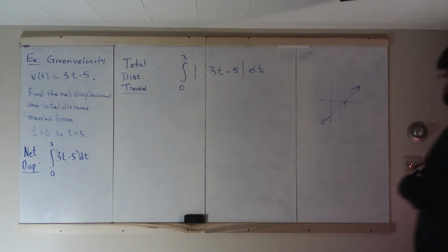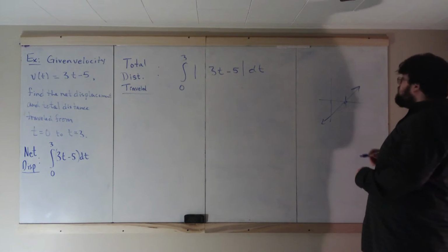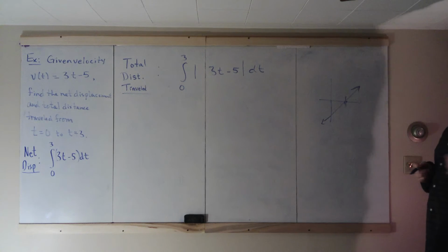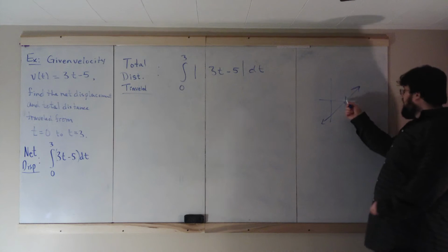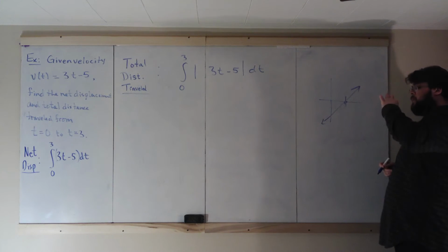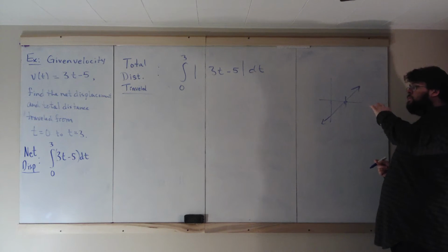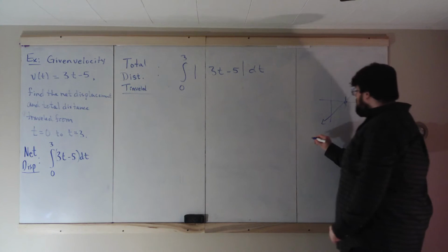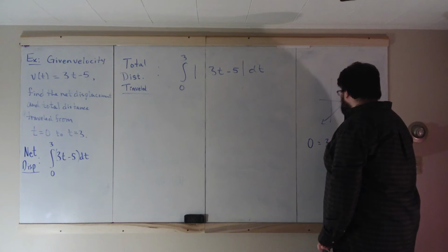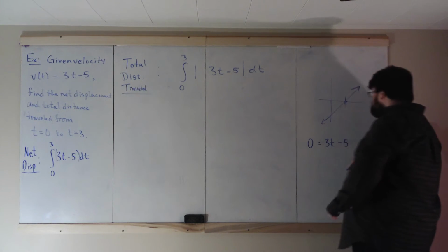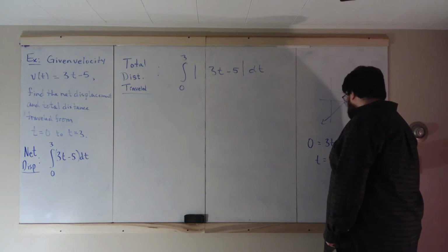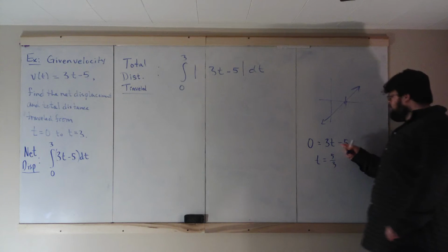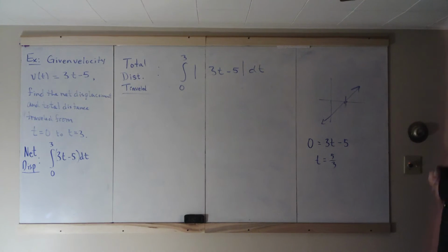Pen, marker. And we want to find this value. Well, how do we find where a function intersects the x-axis? What happens at this point? It goes over something and up 0. So the y value is 0. So 0 equals 3t minus 5. Solve for t, what do you get? t is 5/3. Add 5, divide by 3.